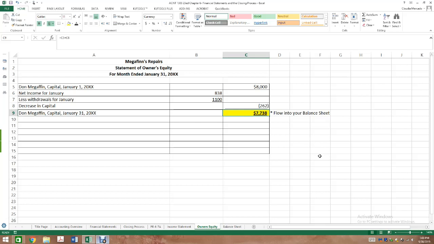You start off with your beginning capital. You add your net income. You deduct any withdrawals. You identify your increase or decrease in capital. And then you figure out your ending capital for the period.